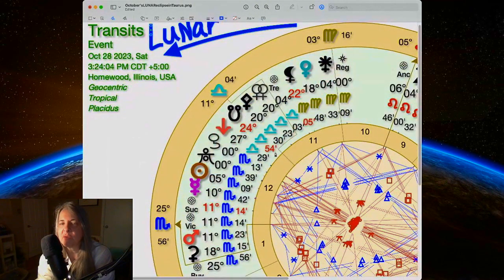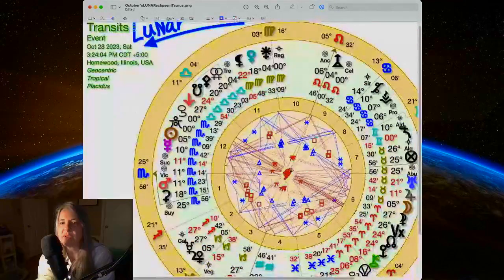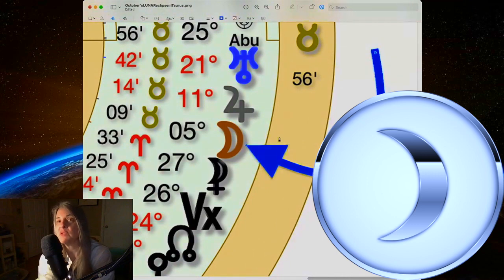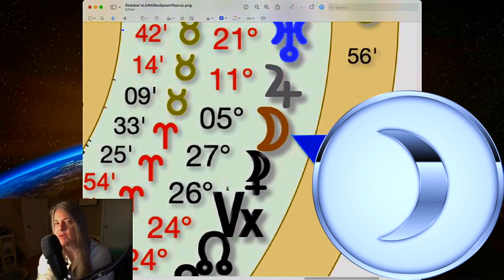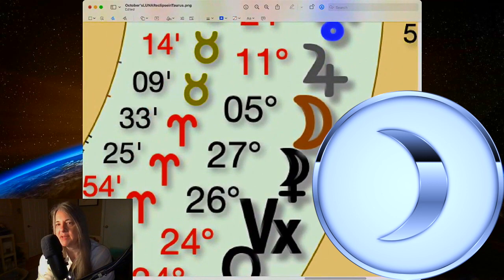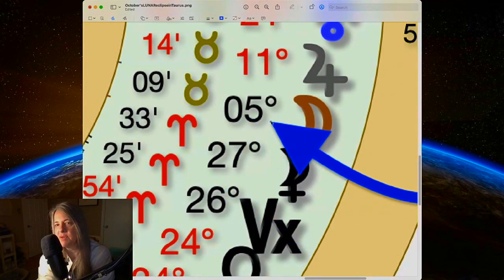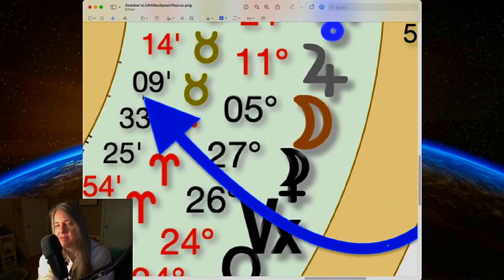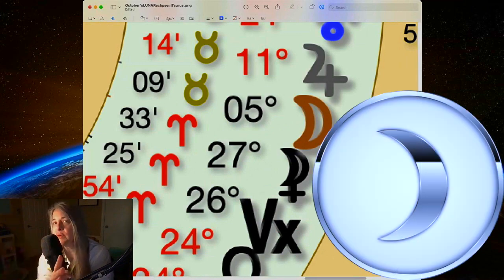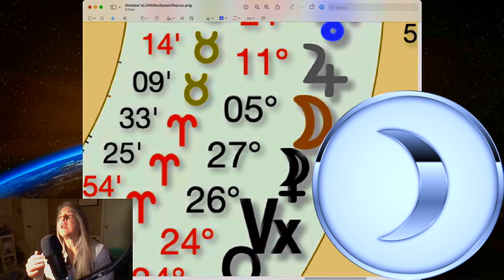Let's go find it. You heard me say Taurus, so we got to go find the Taurus energy on the chart. And there's the moon. That's what we have to look for when we're looking for lunar eclipses. We're looking for the moon. And there she is. Taurus energy, 5 degrees, 9 minutes. Bam. 5 degrees, 9 minutes. See that? Taurus.